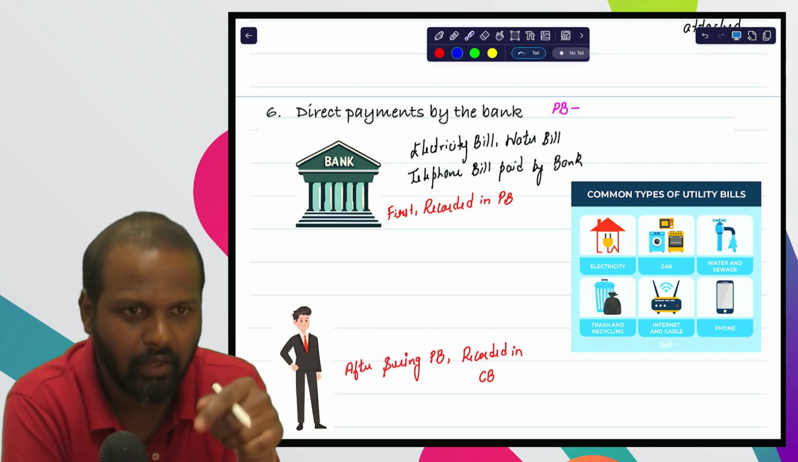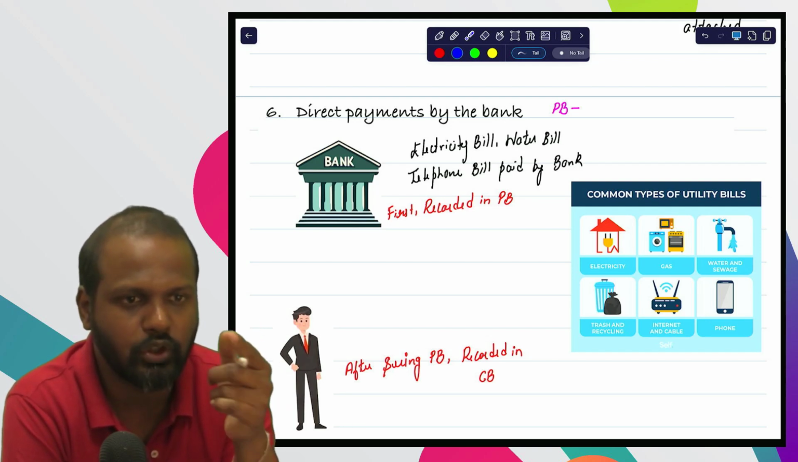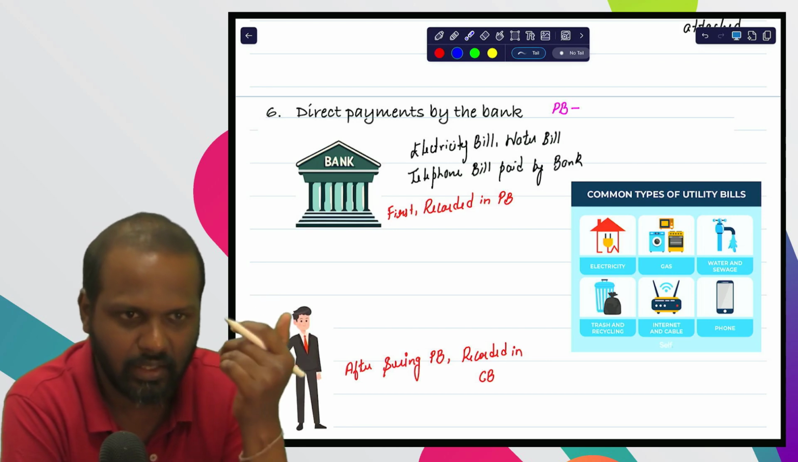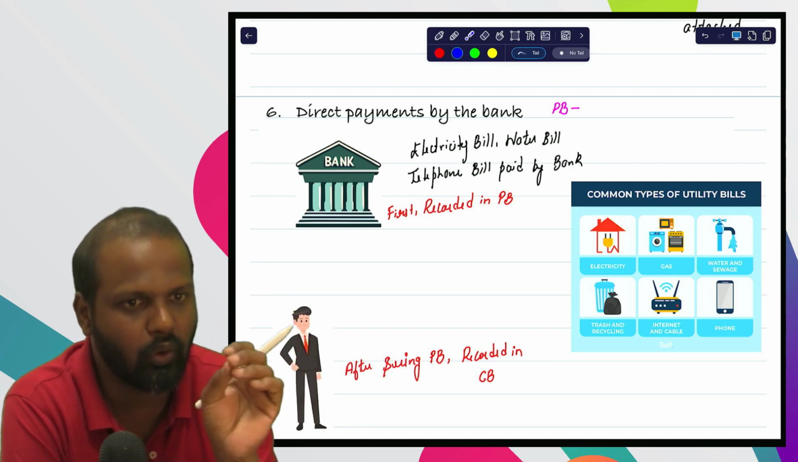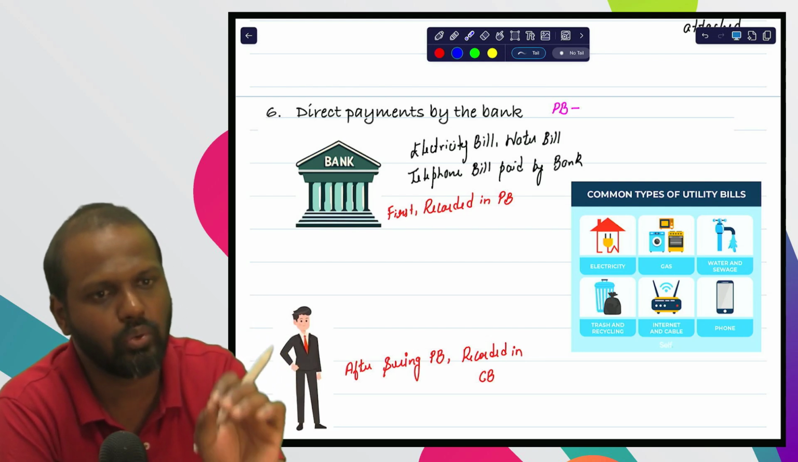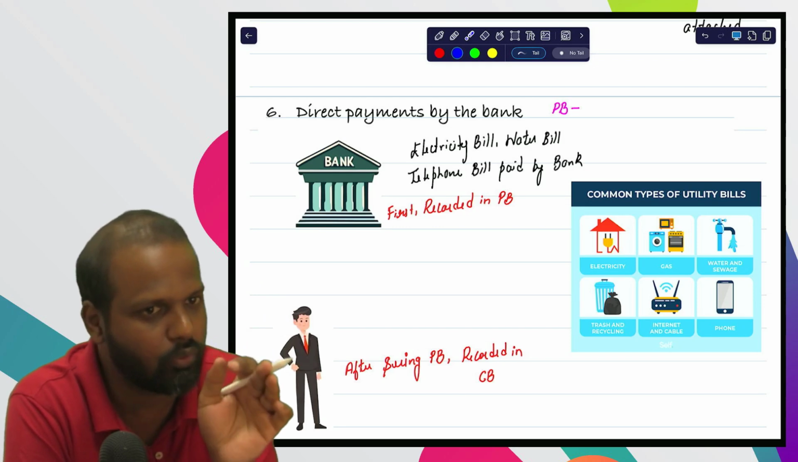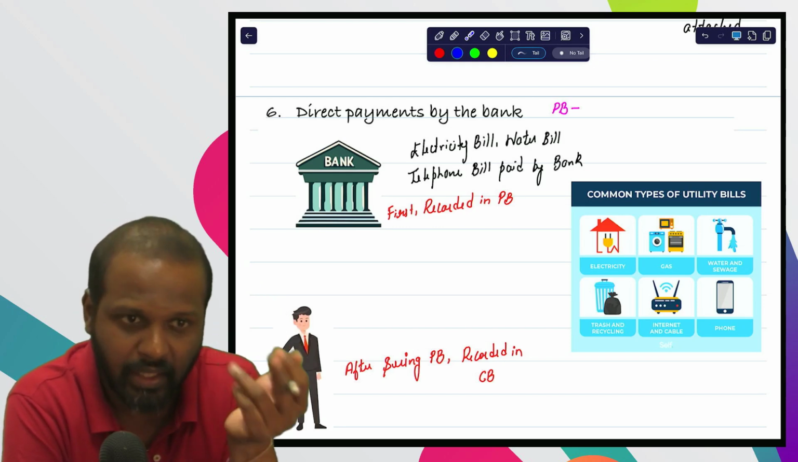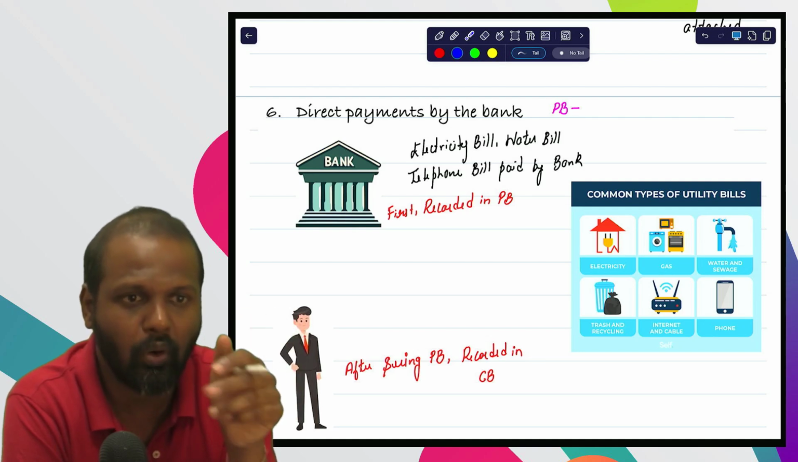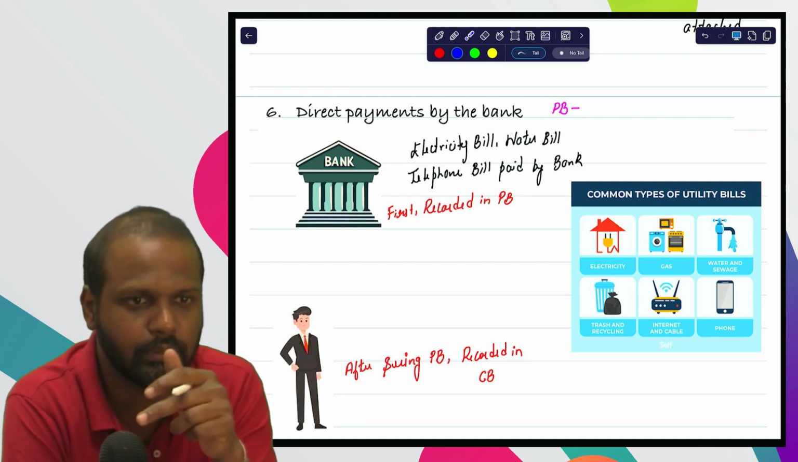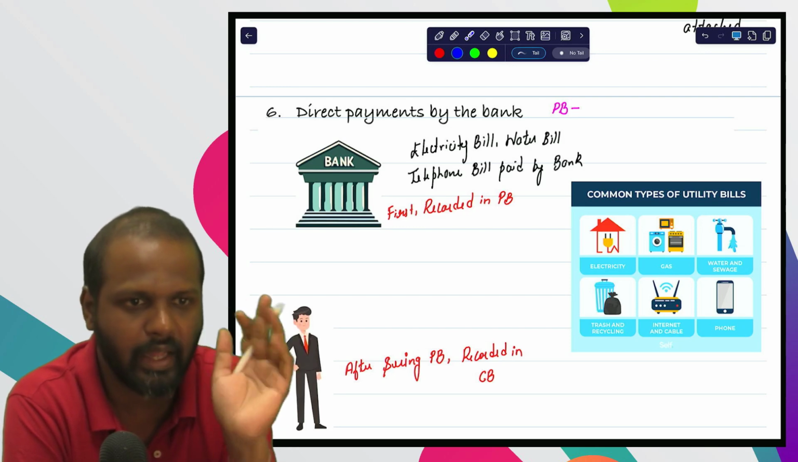So whenever you want your bill payment to be done directly by the bank, only one time you have to give the customer ID or account ID to the bank, through which the payment is made. Next time onwards, the bank will remember on its own: this is the customer ID of this particular account holder. They will directly make the payment.